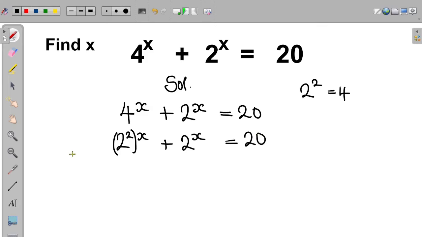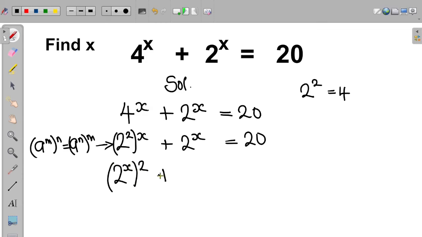Now at this point, from the power law of indices, we know that a to the power of m, all to the power of n, is equal to a to the power of n, all to the power of m. So at this point, we can apply this rule here. So we have that this becomes 2 to the power of x, all to the power of 2, plus 2 to the power of x is equal to 20.